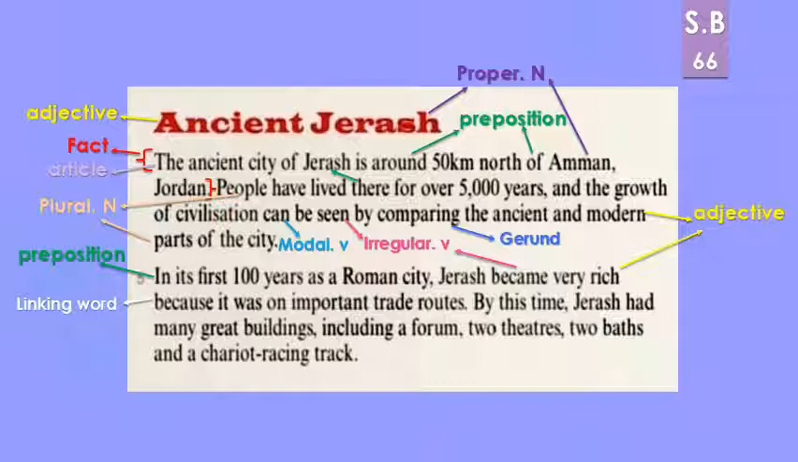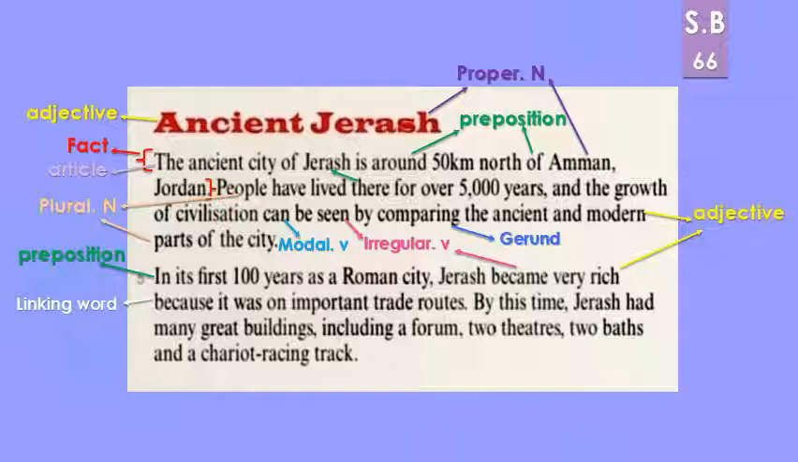Including, وتتضمن هذه البنايات a forum. Forum, it means منتدى للنقاش. So they are gathering together for discussion. إذا أنه كانوا يجتمعوا للنقاش or for meeting. 2 theaters, وهناك أيضا كان مسرحين. 2 baths, وحمامين. And a chariot racing track, ومسار لسباق العربة.